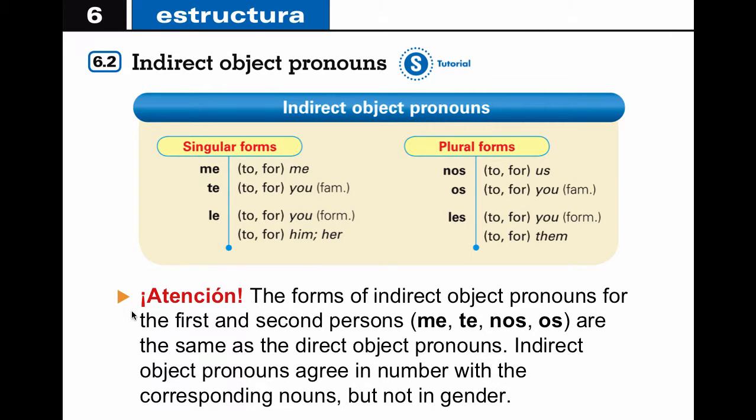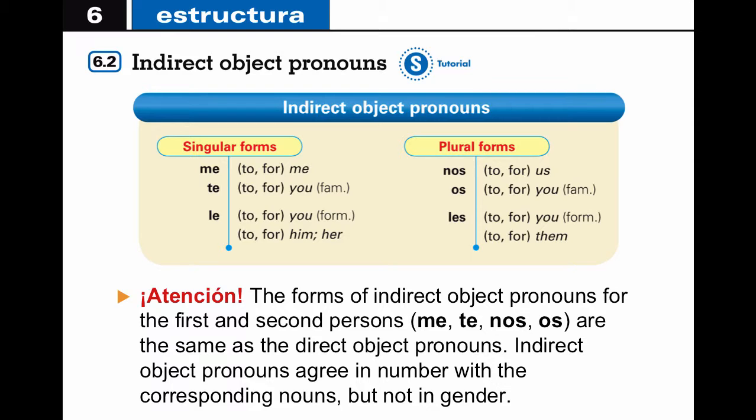¡Atención! The forms of indirect object pronouns for the first and second person are the same as the direct object pronouns. So you might remember that from earlier. Me, te, nos, same things, the exact same form.